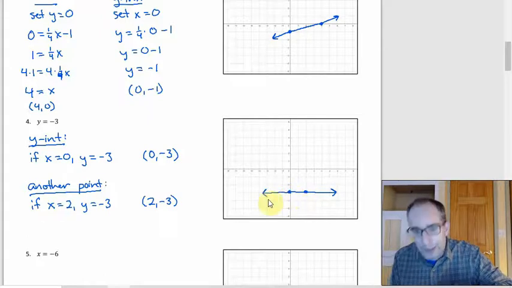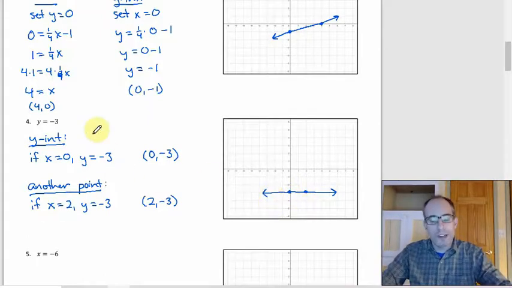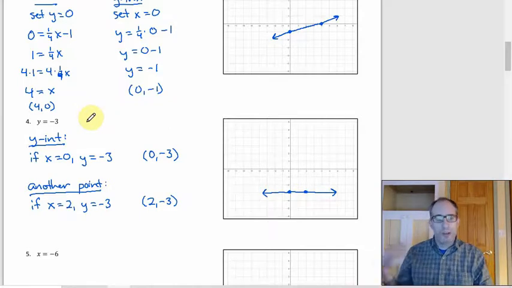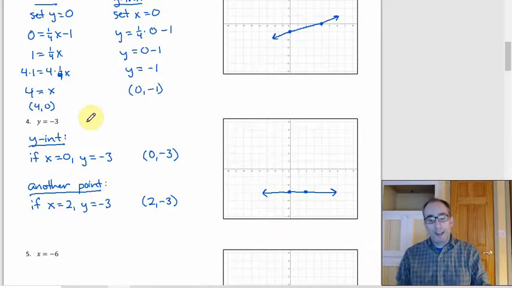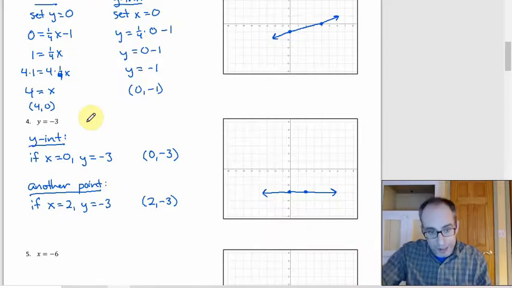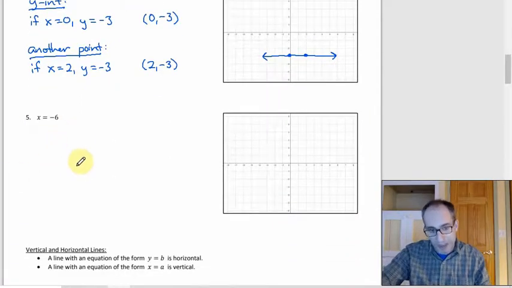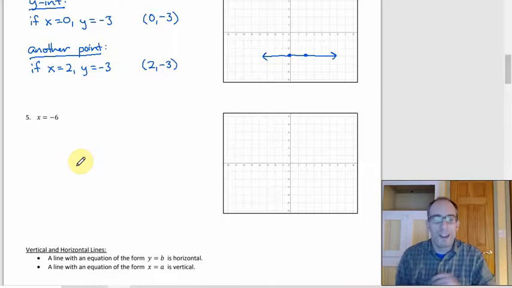And that's the idea. Whenever your equation just has a y in it but no x, so it's y equals some number like y equals negative 3 or y equals 8 or y equals 1 or anything like that, you're going to get a horizontal line. And that means that even if you don't know what's coming with number 5, I think you can guess. If you only have x, instead of getting a horizontal line, you get a vertical line.